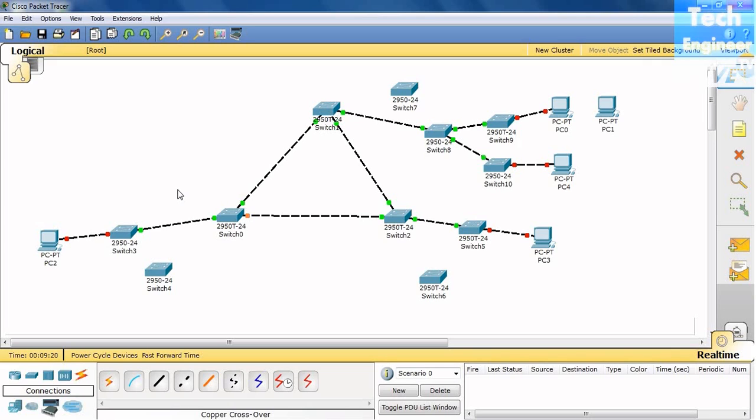So this is a quite small introduction to spanning tree protocol. What exactly was the reason, and what exactly is the requirement of spanning tree protocol? I hope you learned something about spanning tree protocol.